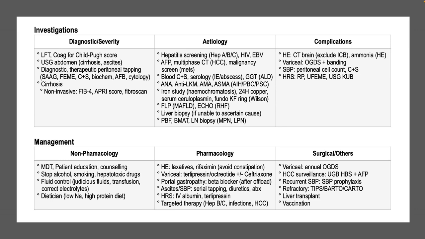I will stop any precipitating factors, for example, alcohol, smoking, or even any hepatotoxic medication. I will refer the patient to a dietitian and may need to optimize the fluid, judicious use of fluid. And in terms of pharmaco, may need to start the patient on laxative. Variceal screening, may need to consider beta blocker, not beta blocker, sorry, terlipressin, let's say if there is evidence of GI bleeding. If let's say there's portal gastropathy, need to consider beta blocker, something like that. And then for others, may need to consider annual OGDS for surveillance, HCC surveillance, and then may consider vaccination. If the patient is a suitable candidate for transplant, then it may need a necessary referral.